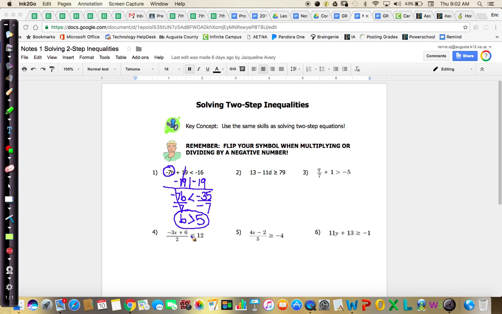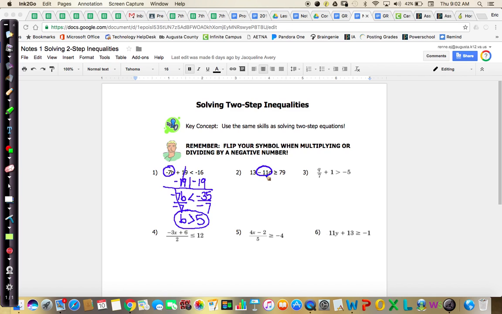Now, to make sure the symbol is going the correct way, I see that this says b is greater than 5. So I pick a number greater than 5. I'm going to choose 6. Negative 7 times 6 is negative 42. Negative 42 plus 19 is negative 23. And is negative 23 less than negative 16? It is, and that means my symbol is going the correct way. So when you solve these on your own, be sure you are doing both checks to assure that you get the correct answer.